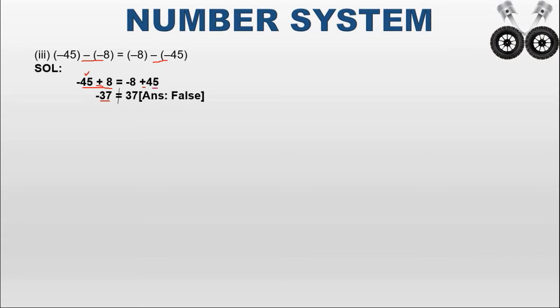The biggest number here is 45. The sign of 45 is a positive sign. So you have to write plus 37. So minus 37 is not equal to 37. So the given condition is false.